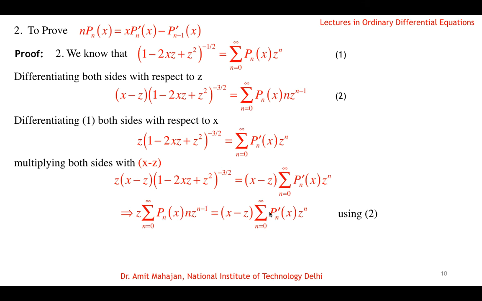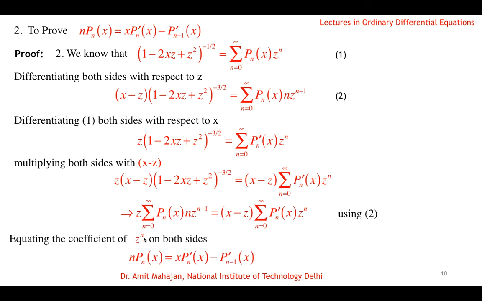Then we equate the coefficient of z^n on both sides. Here it is z^n, so n P_n(x), x times this, so x times P_n'(x), giving z^n, and it is z^(n+1) for the other term. This z multiplied with this, so to find the z^n coefficient it will be P_(n-1)'(x). So this is our second result.